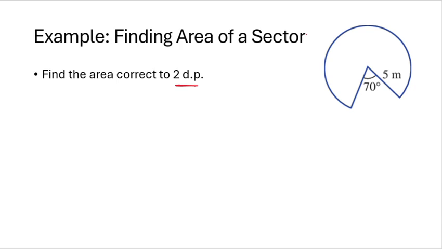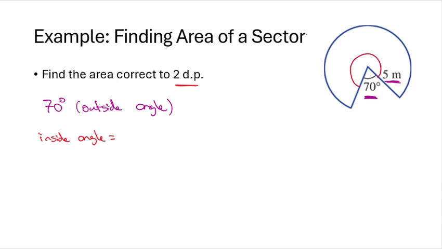Let's have a look at the second example here. I've given 5 meters as a radius, but this 70 degrees here, as you can see, is the outside angle. Now, to find the inside angle, you need to find this red part here. That's the angle that you want, okay? So to find the inside angle, you would just do 360 minus 70, which is 290. And that's the angle that we'll be using to find the area of the sector, okay?